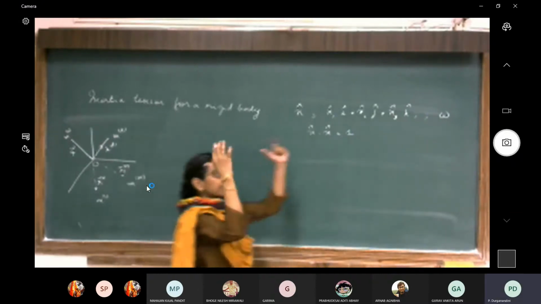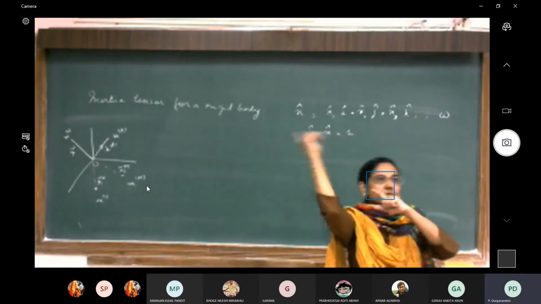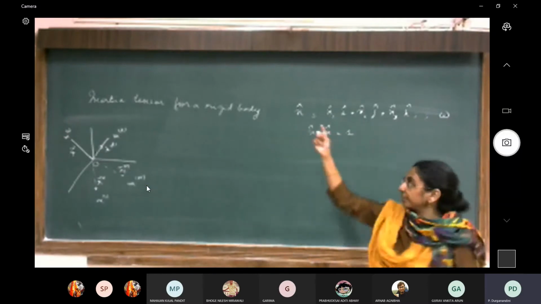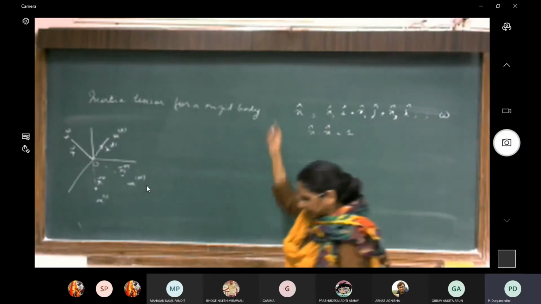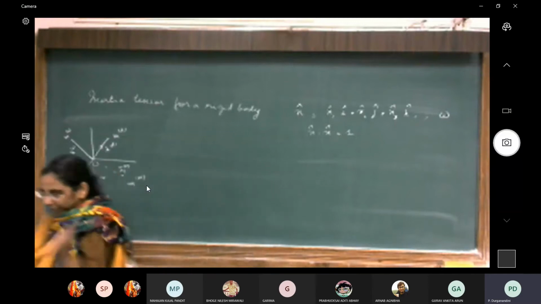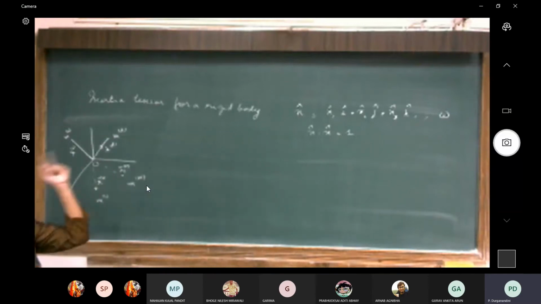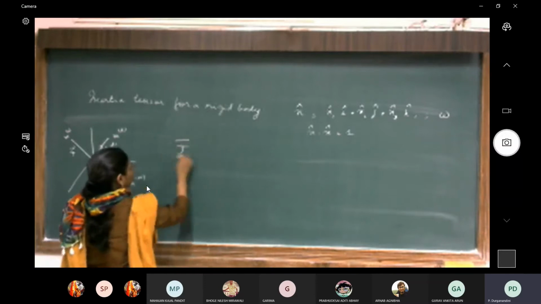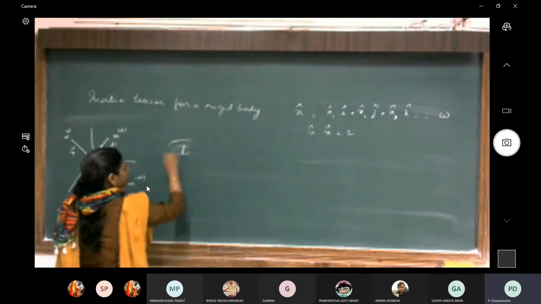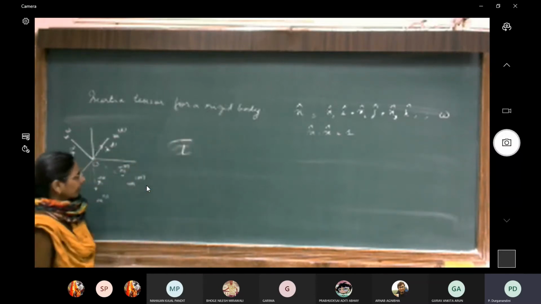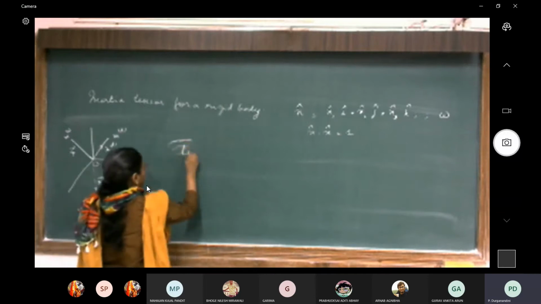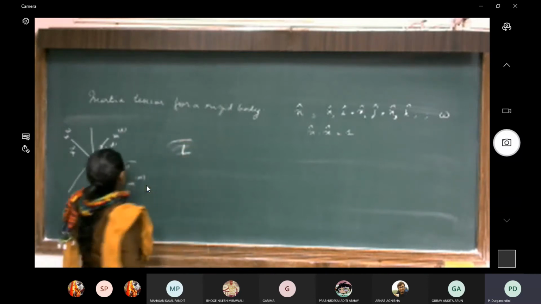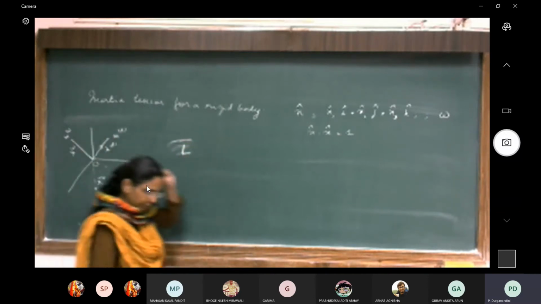So now I have this rigid assembly of particles, and I'm rotating the whole system about the axis along the n cap direction with angular speed omega. So you expect that this whole thing should have some angular momentum. You want to find out the total angular momentum of this system of particles. And what we saw yesterday was that I can write down the total angular momentum in terms of the angular momentum of each of these individual particles.